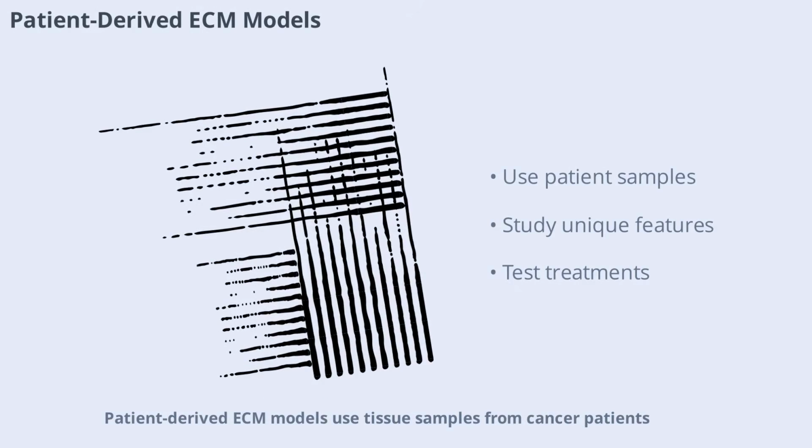Patient-derived ECM models use tissue samples from cancer patients to study the unique features of their tumor microenvironment. These models help researchers understand individual differences and test personalized treatment strategies.